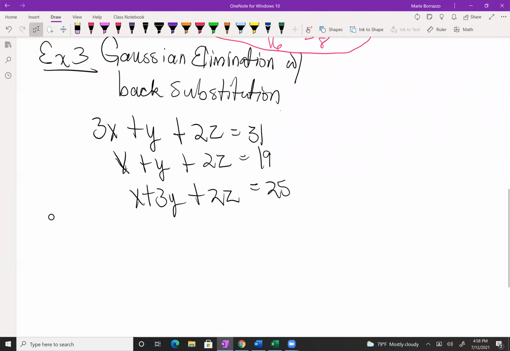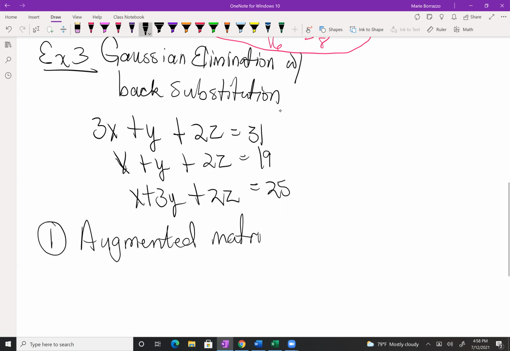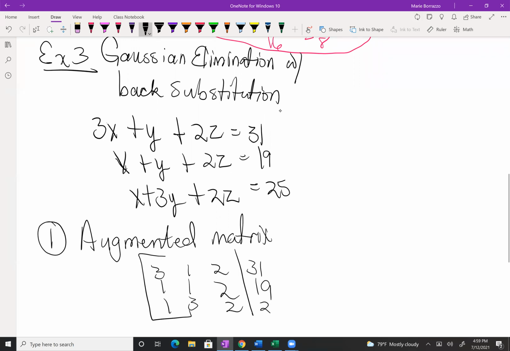Okay, so as I walk you through the first one, step 1 is, let's write it in an augmented matrix. So we're going to begin by writing this out as 3, 1, 2, 31; 1, 1, 2, 19; 1, 3, 2, 25. So that's, in a sense, your step 1.